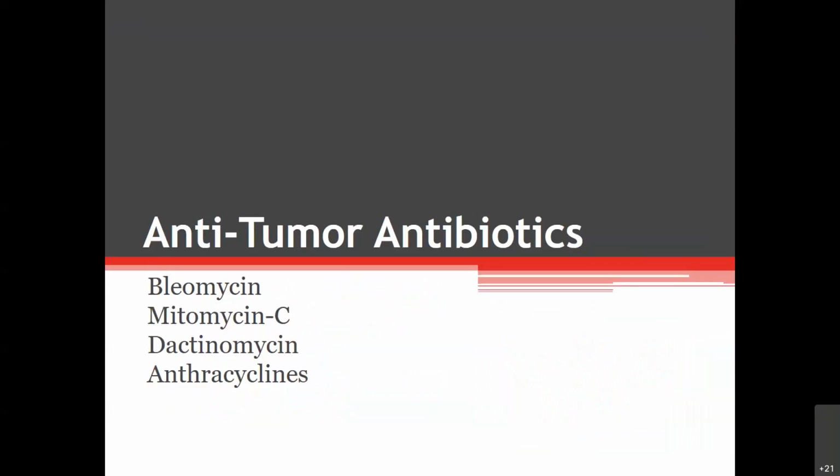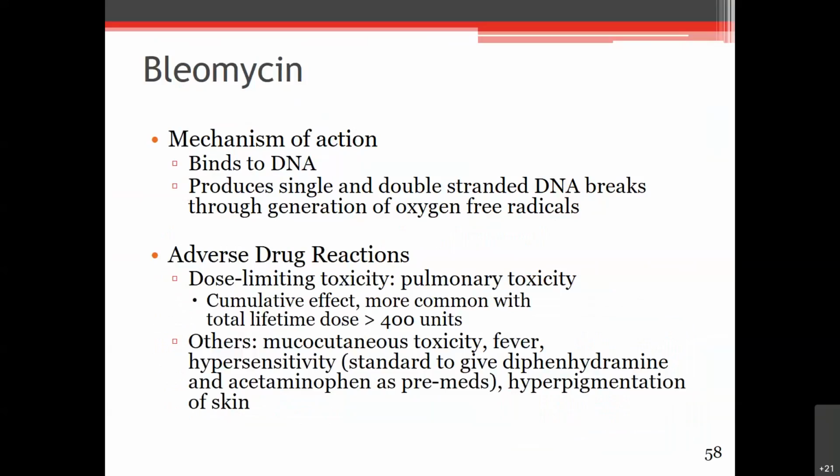Finally, we will finish up with anti-tumor antibiotics. So this includes bleomycin, mitomycin C, dactinomycin, and then anthracyclines, but you will be covering anthracyclines in one of the other PCAL lectures, so we won't go over those today. Starting out with bleomycin, which we're going to see commonly in Hodgkin lymphoma in ABVD, and then the other big place we see this is in germ cell tumors in BEP.